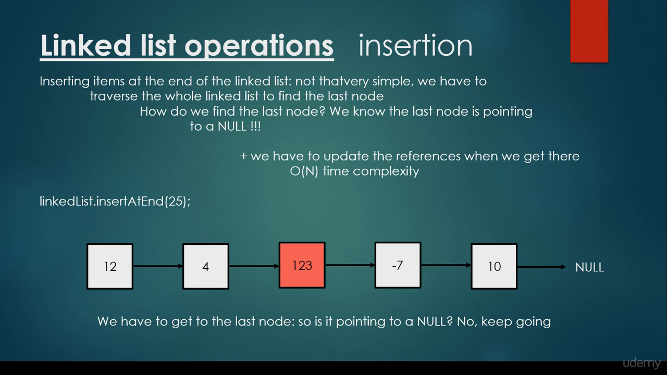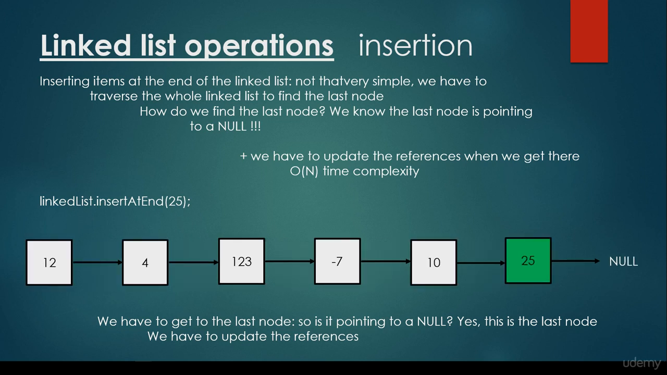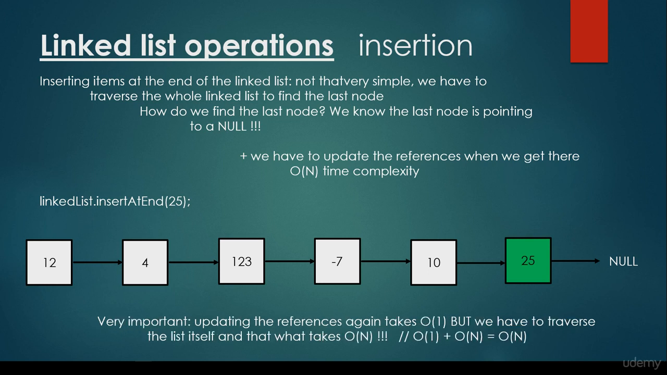Is it pointing to a null node? No, so it is not the last node. -7 is not the last node as well. But 10 is the last node because it's pointing to a null. So we just have to update the references. And instead of pointing to the null, this 10 is going to point to the item we would like to insert. So it's going to point to 25, and 25 is going to point to a null. So in this case, we have managed to make sure that this 25 will be the last item.